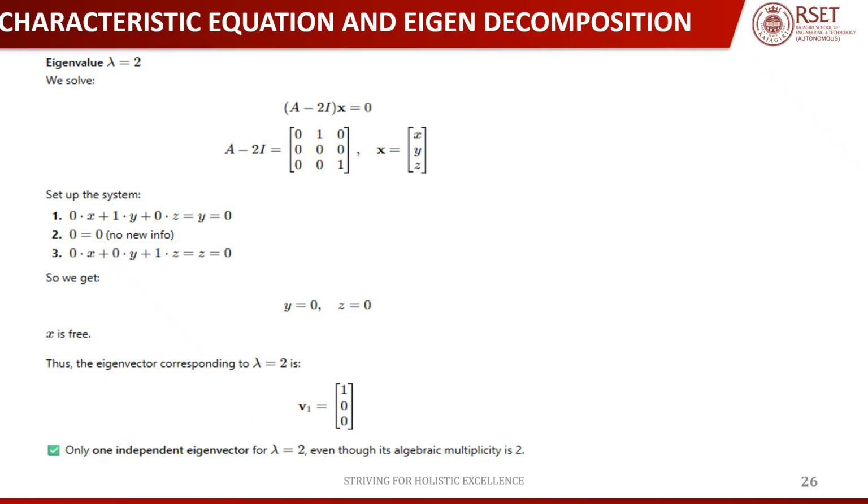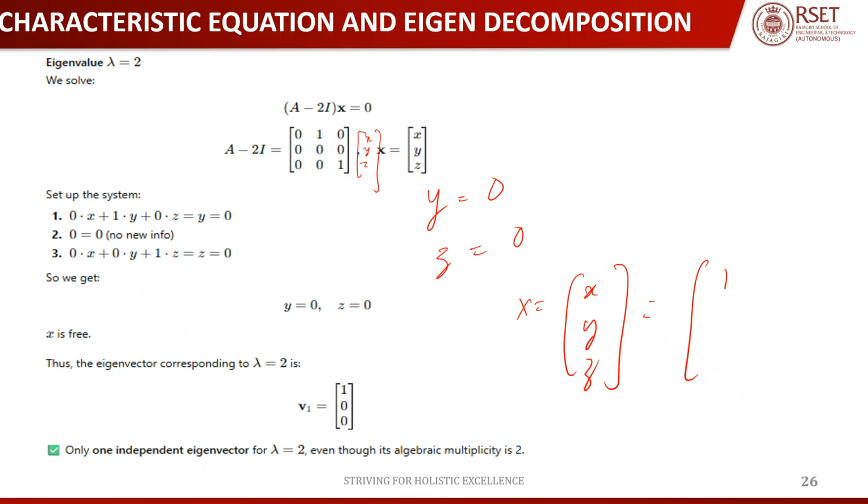When this is multiplied by x, y, z, we can see from the first equation y will be equal to 0. From the second equation you have no information, and from the third row when multiplying you will get 0 into x plus 0 into y plus 1 into z is equal to 0, which implies z is equal to 0. Since y and z are both equal to 0, your vector x, y, z, and since x is arbitrary, let us choose x to be 1, then y is 0, z is 0. So this is your eigenvector when lambda is equal to 2.